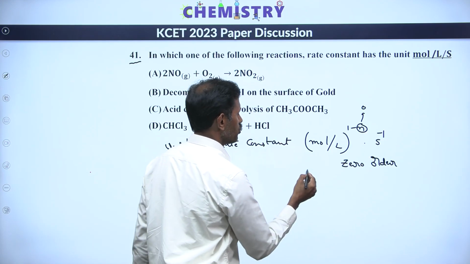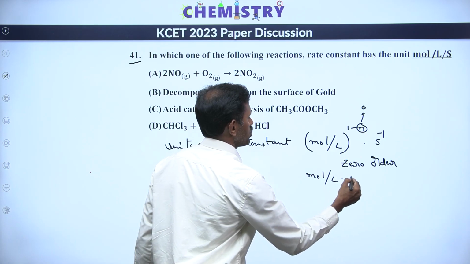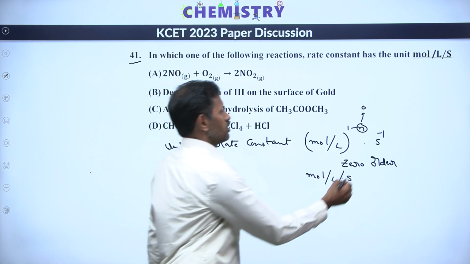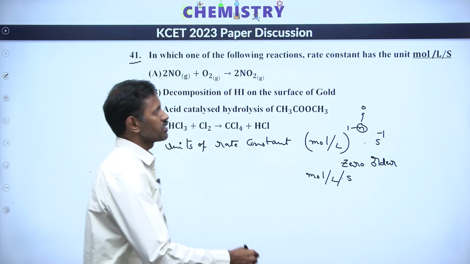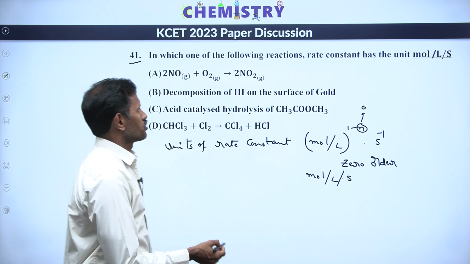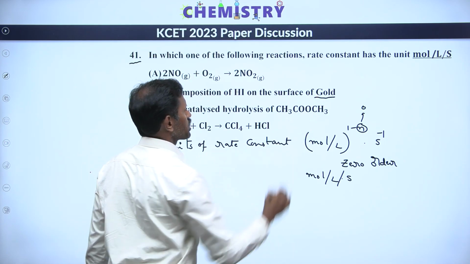N is equal to 0, therefore the unit is mole per liter per second inverse, which you can also write as per second. Here the order of the reaction will be 0 as per the question. So when we talk about the rate of reaction, the order of the reaction is 0. The rate of reaction depends completely on the number of active sites of the catalyst.